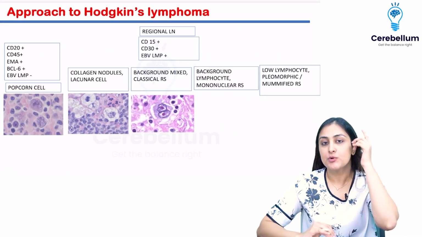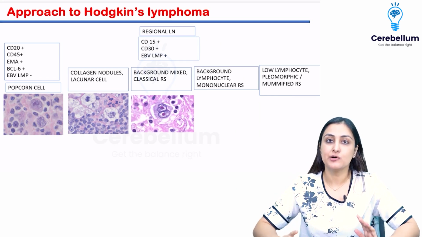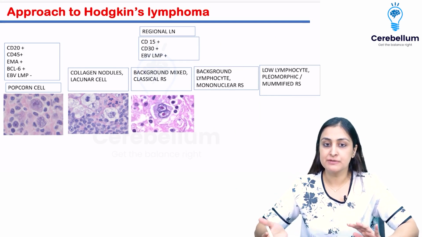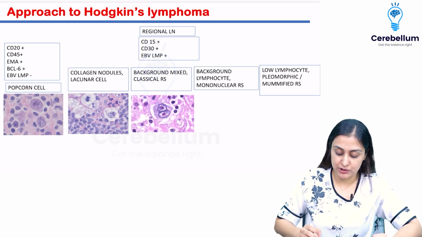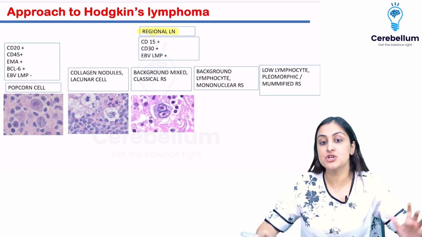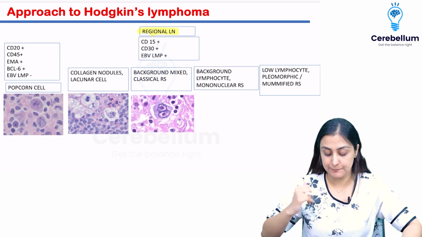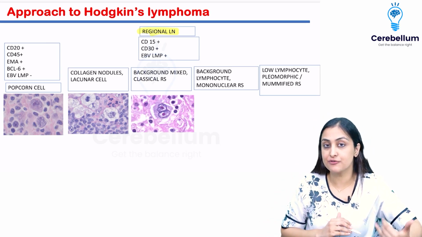So now let's talk about the approach to Hodgkin's lymphoma. So the first thing is that when we talk about Hodgkin's versus non-Hodgkin's lymphoma, Hodgkin's is more going to be for the lymph nodes. The extranodal involvement is going to be much lesser, right? So that's how you end up with a differential of HL. Now differentiating the different types.